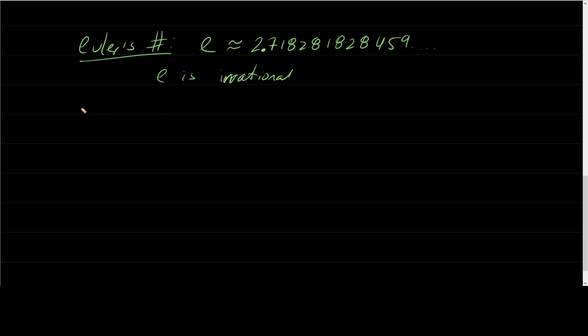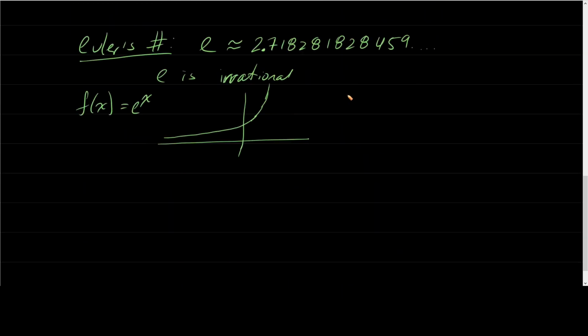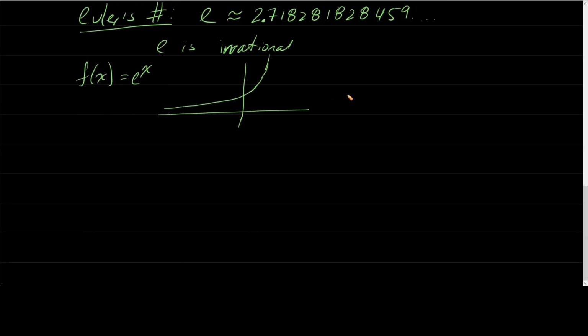So we can talk about f of x being e to the x, and e to the x will look like that. Notice that e, 2.7, is bigger than 1, so we're in the first scenario there. All right, that is exponential functions overall.